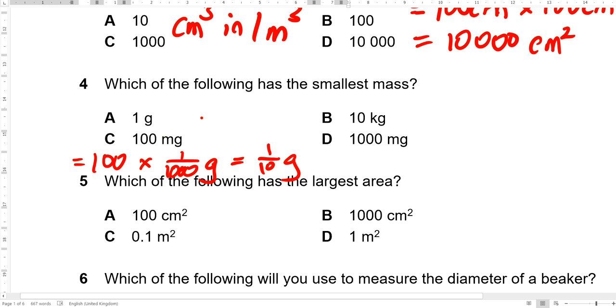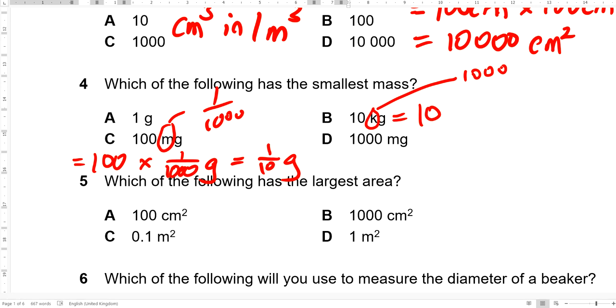Now in option B, we've got 10 kilograms. How many grams is that? I want to convert everything to grams to compare. 10,000. Okay, I'm going to use the same approach. I copy down the number over here, so this is 10. And then I've got kilo. How much is a kilo? Remember for milli, I said it is 1 over 1,000. What about for kilo? Kilo is 1,000.